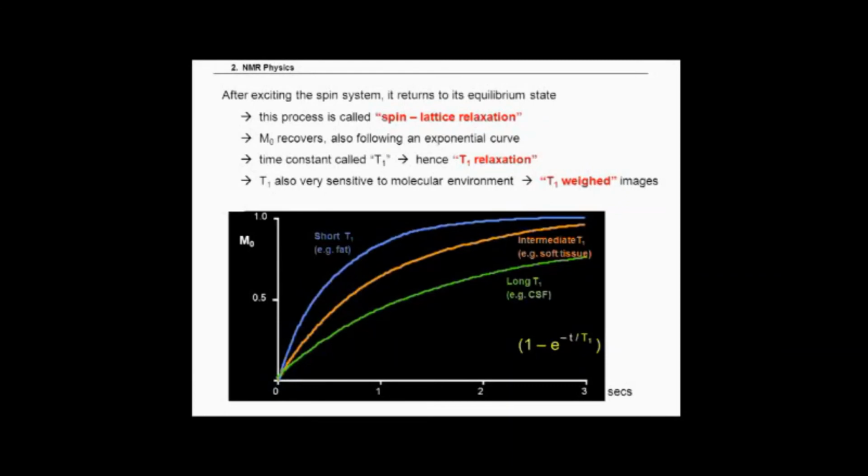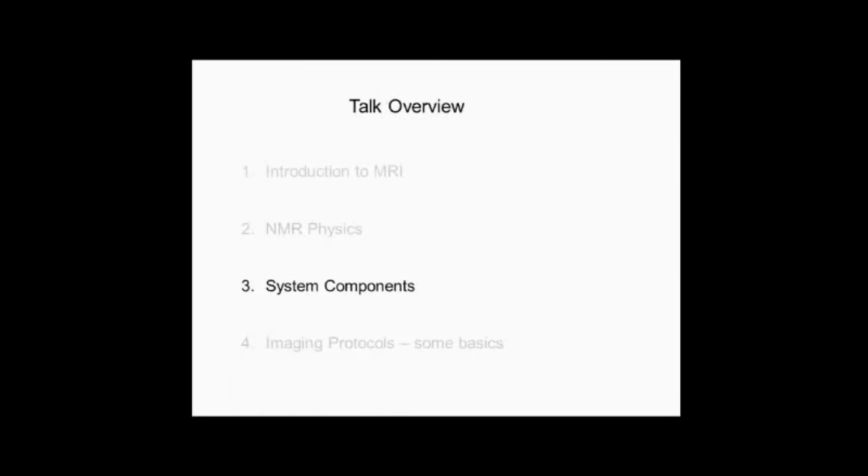So here we have a recovery, and it recovers again following a type of exponential curve, 1 minus e to the minus t divided by the time constant T1. And again, it's very, very sensitive to the molecular environment. Different tissues will have different T1 values, and this is the basis of another contrast mechanism called T1 weighting, which we can introduce into images.